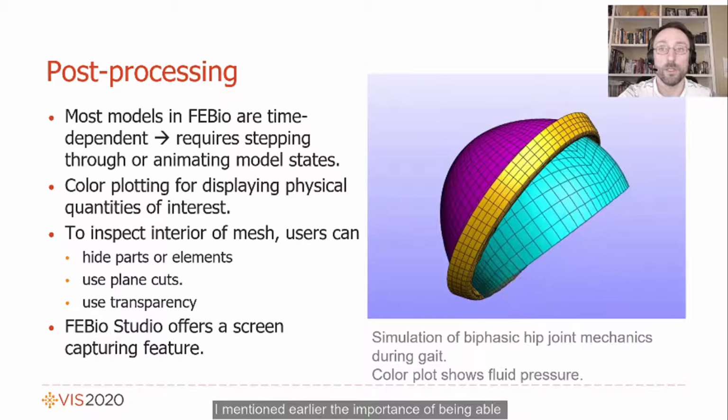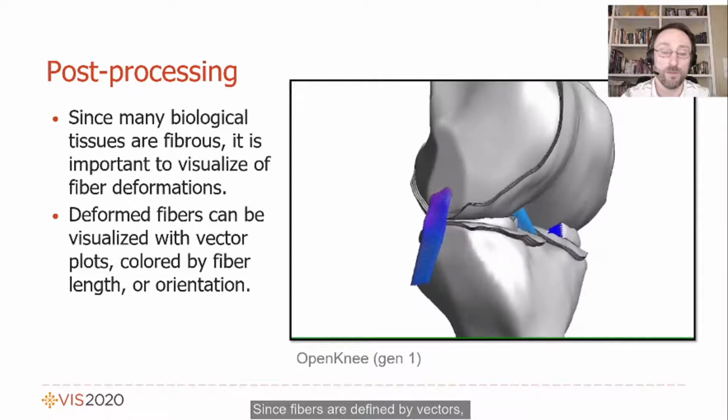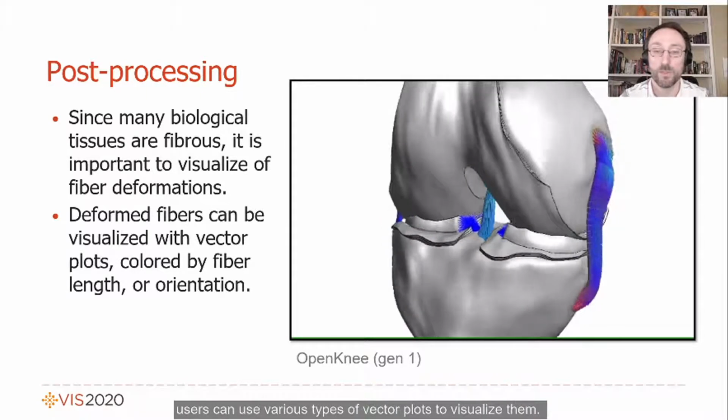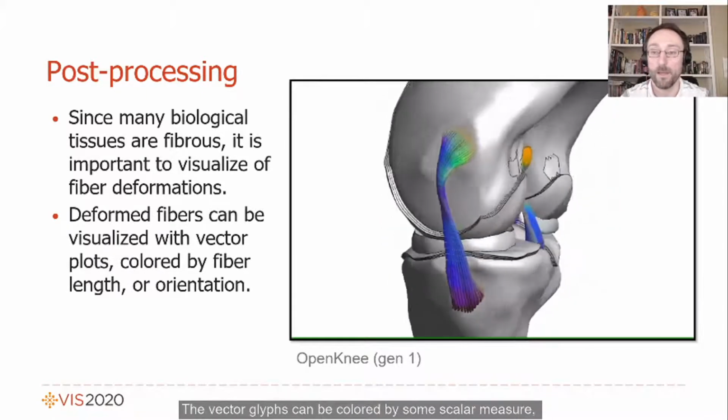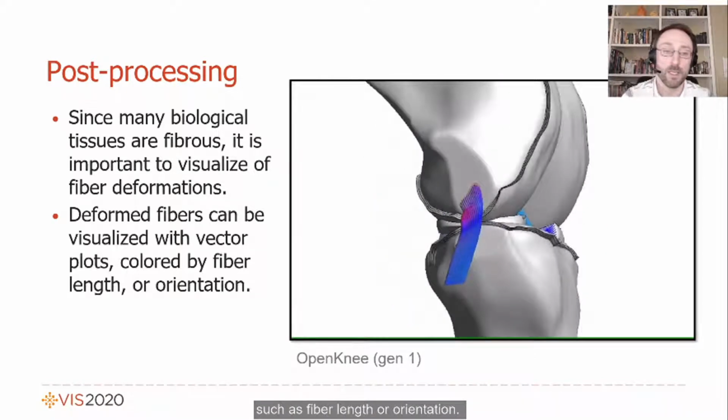I mentioned earlier the importance of being able to visualize fibers on the pre-processing side, since due to large deformations, the fiber distributions themselves may have changed quite substantially. It may be of interest to visualize these fiber distributions on the post-processing side as well. Since fibers are defined by vectors, users can use various types of vector plots to visualize them. The vector glyphs can be colored by some scalar measure, such as fiber length or orientation.